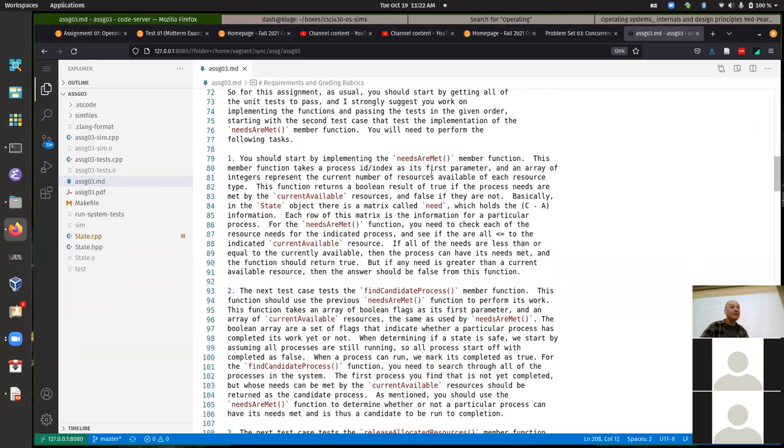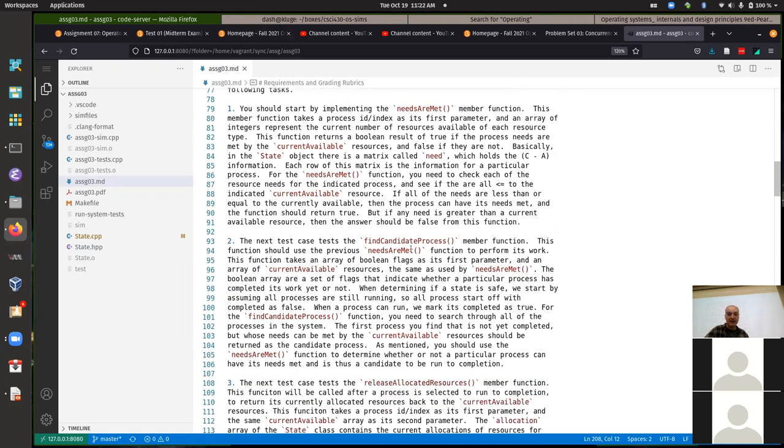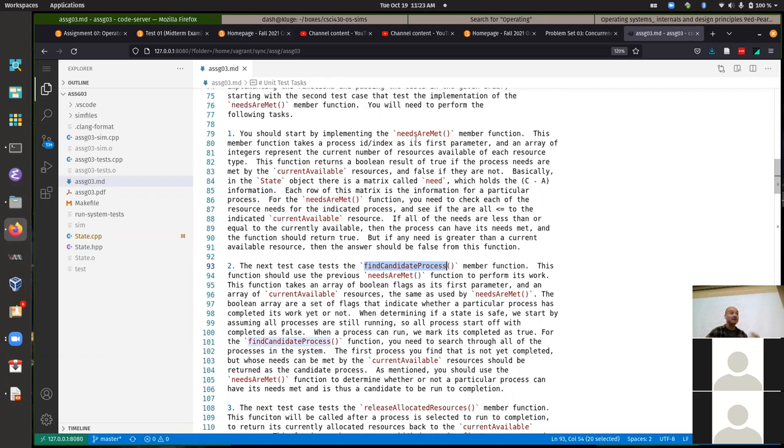That's the one that I was kind of talking about, the one that tests to see if any process is a candidate. That's find candidate. So find candidate process will test, given the current available, whether it's a candidate process or not. It uses needs are met. So needs are met is simpler. It checks, given the current available vector and given one particular process, is it true that its needs could be met by the current available or not? So that's what needs are met does.